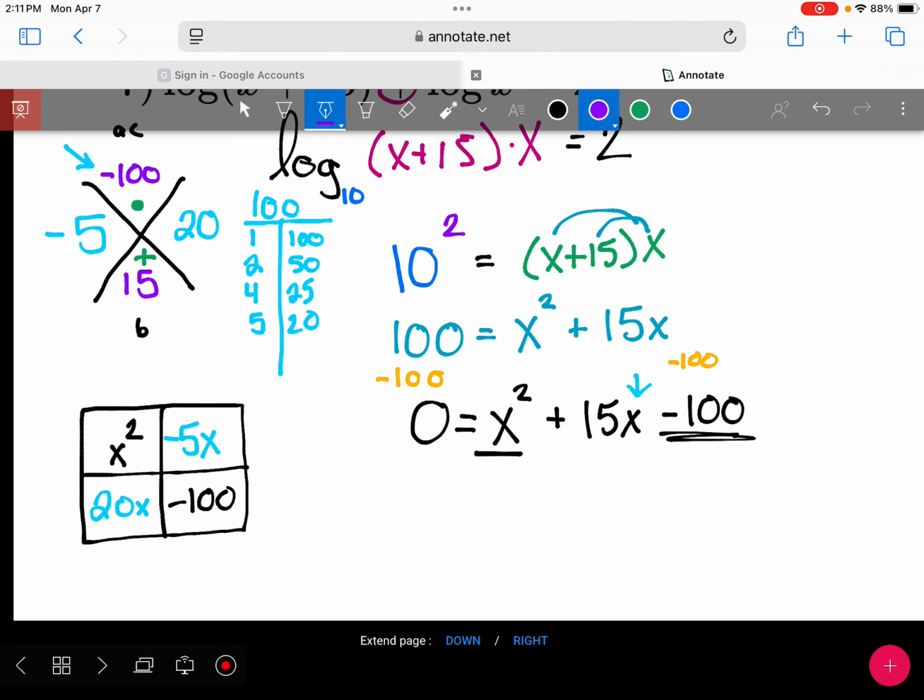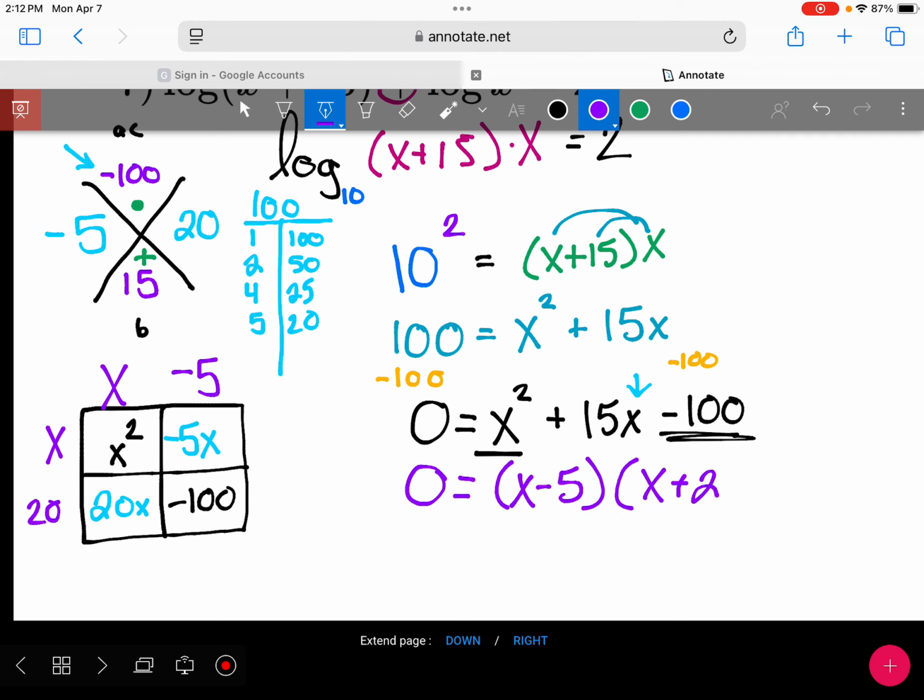Pulling our factors in columns and rows, what are we going to have? What is shared between x squared and 20x? X. What is shared between minus 5x and minus 100? Minus 5. What is shared between x squared and minus 5x? And between 20 and minus 100? 20. So our factored form of this equation, we get our x minus 5 and our x plus 20.